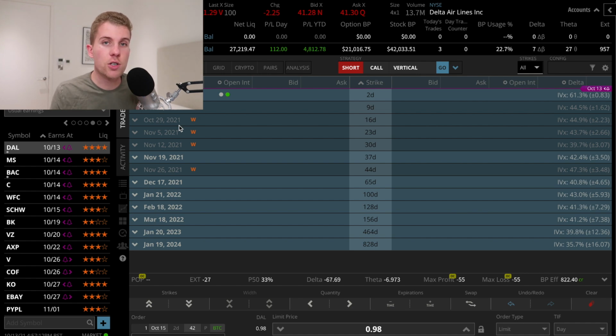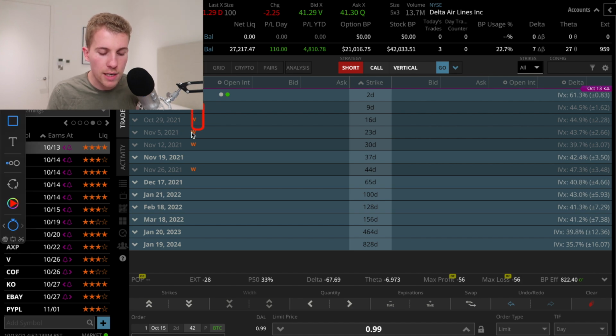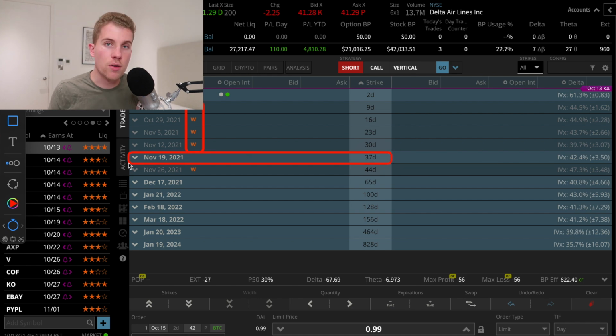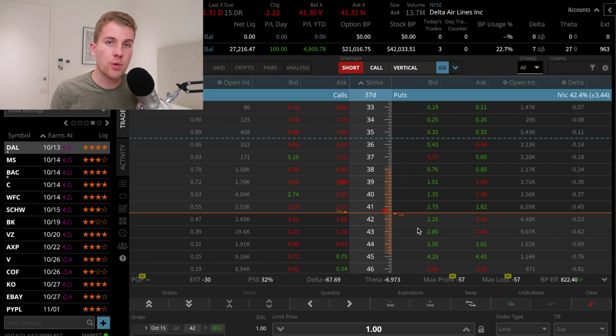And now comes obviously the question, which expiration am I going to choose? Well, when I roll a trade, I'm always going to roll for the monthly expiration. So if we look at the option chain for Delta Airlines, you can see that you have all those weekly expirations with the W's, and then you have the monthly expiration, the November 19th expiration that is expiring in 37 days.